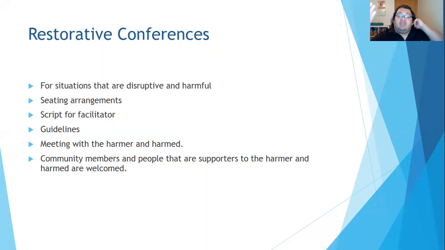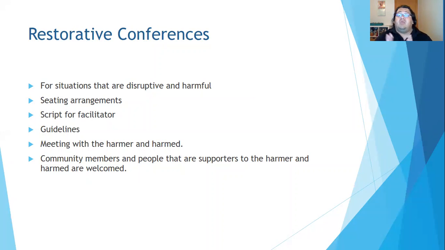So when we do these kinds of restorative conferences, we need seating arrangements, right? We need seating arrangements because whoever the people involved are, we need to have them in different places. We can't have them close because then that starts the fighting again. So we have to keep them separated, right? We also have a script for the facilitator, so they know what they're going to talk about next. And the other facilitators or teachers that are there will have a script just in case anything happens, right? We also need guidelines. For this, we know for a fact we need guidelines.